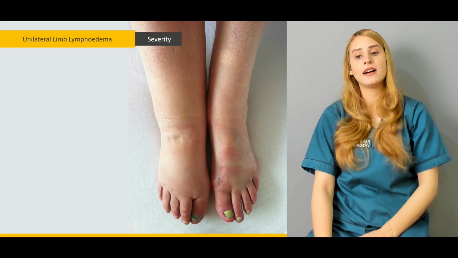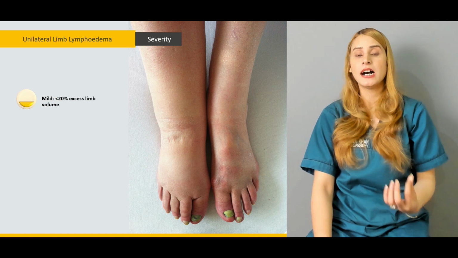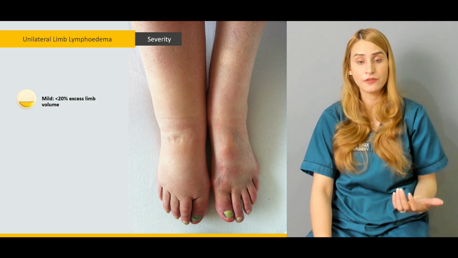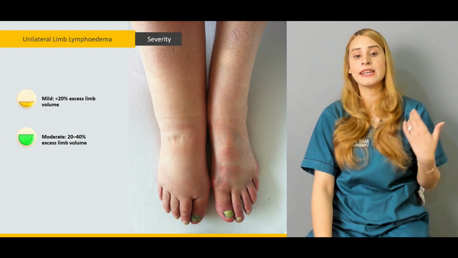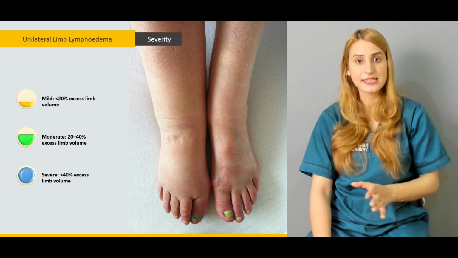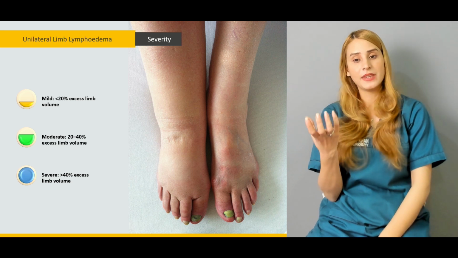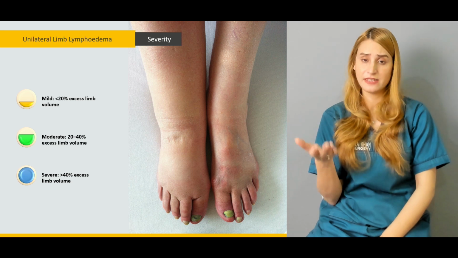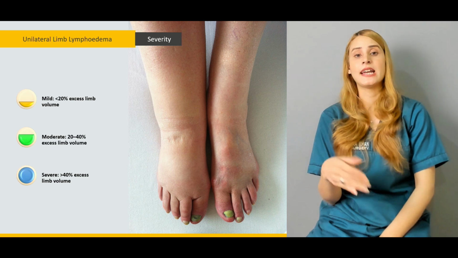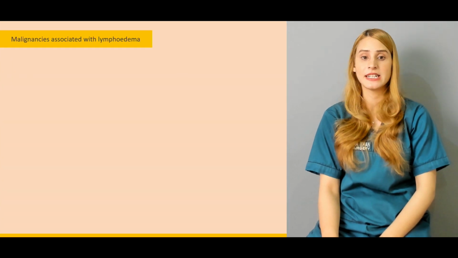Another important thing is to determine the severity. In case of mild lymphedema, there is less than 20% increase in the fluid volume. In moderate, there is 20 to 40% excess lymph volume. And in severe cases, there is greater than 40% excess lymph volume. If there is greater than 40% excess lymph volume, then obviously that would be the advanced stage, and there are more chances of cancer, and obviously the treatment would be difficult in such cases.